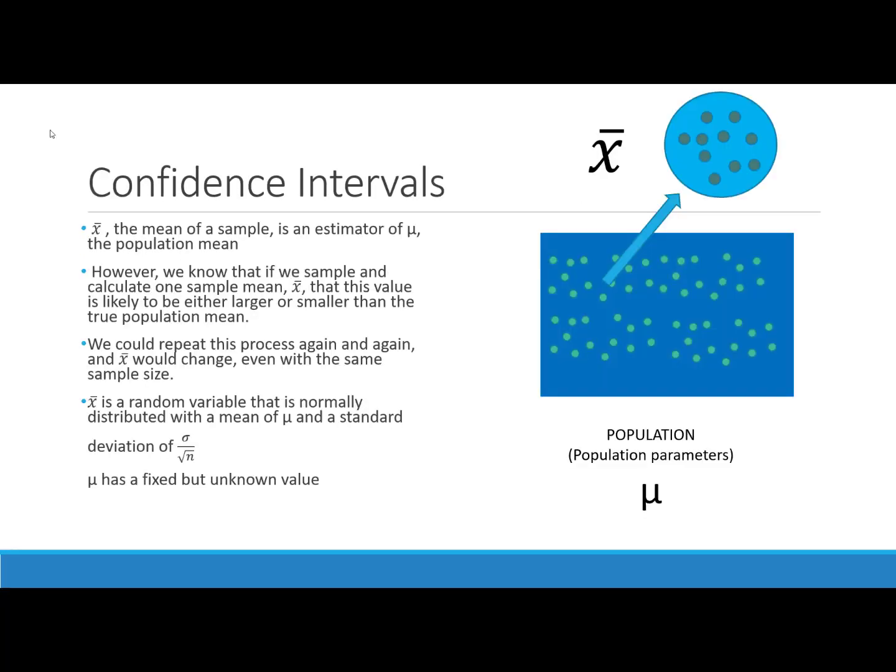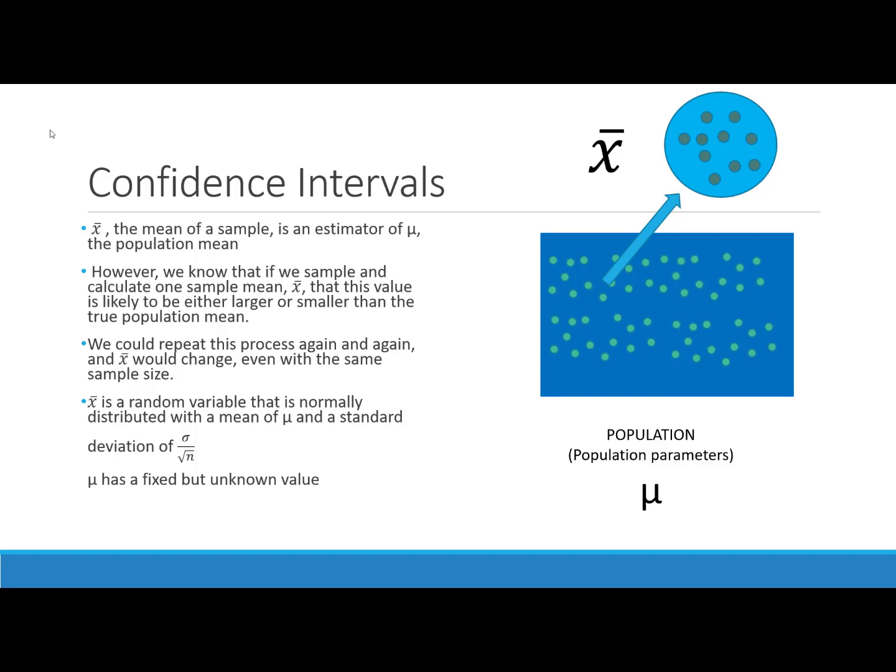X-bar, the mean of a sample, is an estimator of mu, the population mean. However, we know that if we sample and calculate one sample mean, x bar, this value is likely to be either larger or smaller than the true population mean. We could repeat this process again and again, and x bar would change, even with the same sample size.